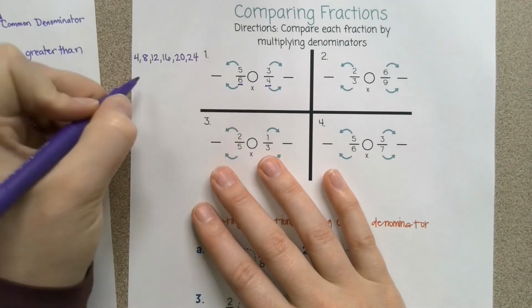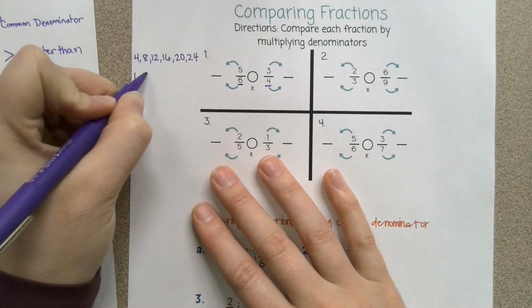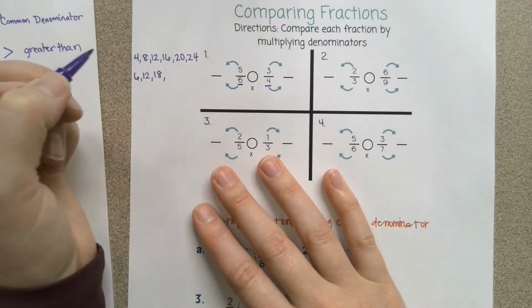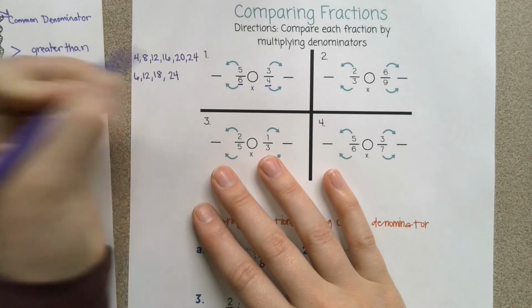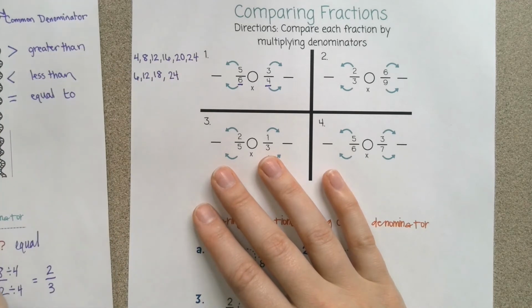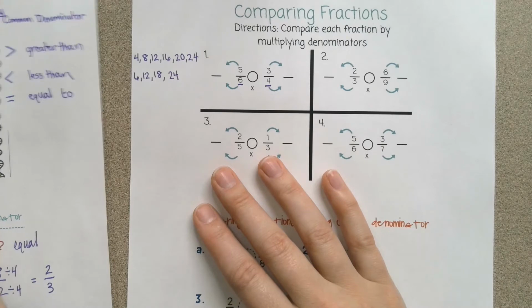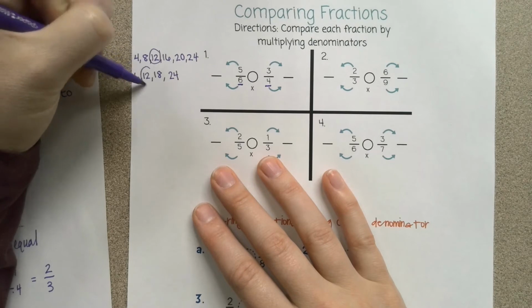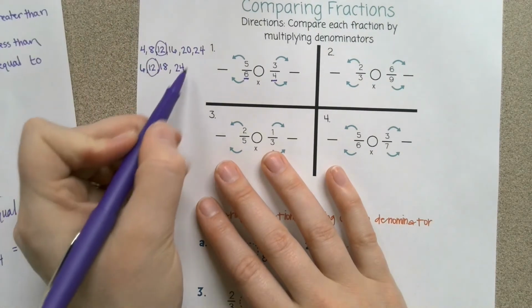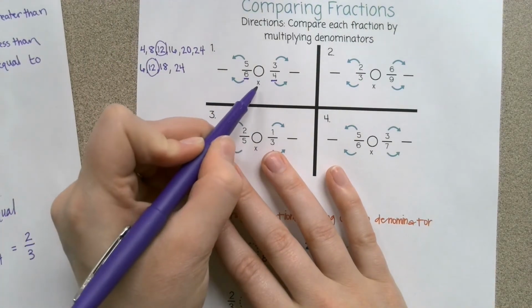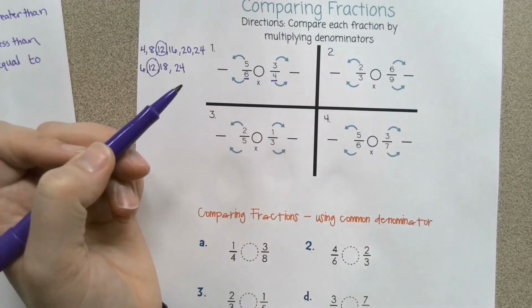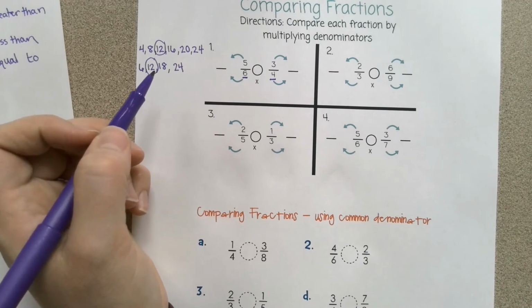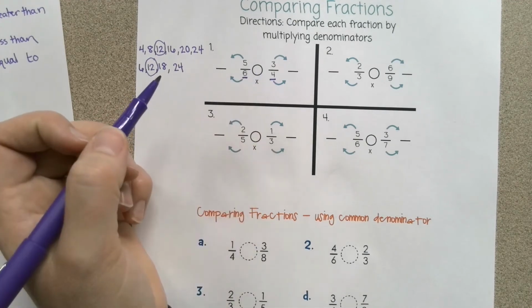If we do the same thing for 6, we have 6, 12, 18, 24. We want the smallest number because it's easier for us to work with small numbers than big numbers. And we see here that 12 appears for both. We could use 24, and you'll notice that 6 times 4 is equal to 24. So that's one option, but we could also use 12. Either way, it's going to help us compare.